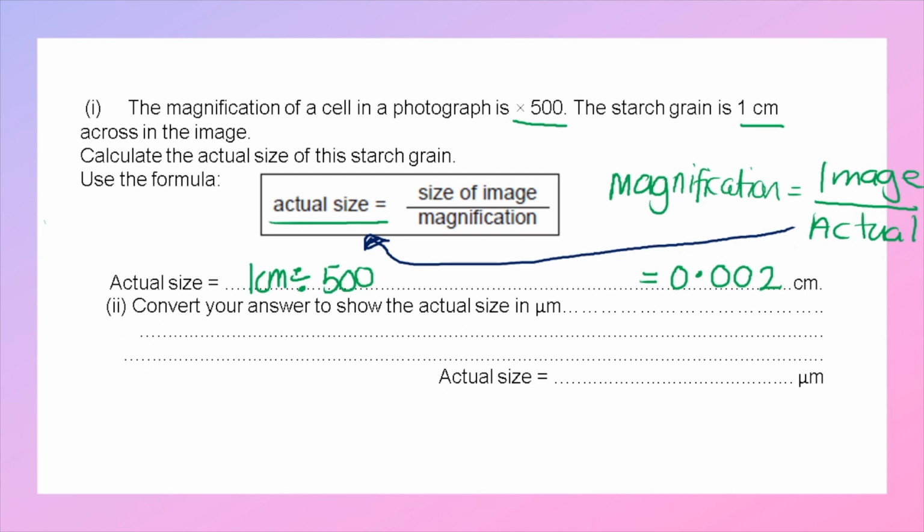Now quite often we have a question that leads on from that, asking us to do a conversion, which is important, why you need to know your conversions. And now we need to change the centimeters into micrometers. Now to change centimeters into micrometers, what we have to do is we have to multiply by 10,000 to do that conversion. So if we do 0.002 multiplied by 1,000 to get it into micrometers, our answer is 2 micrometers.